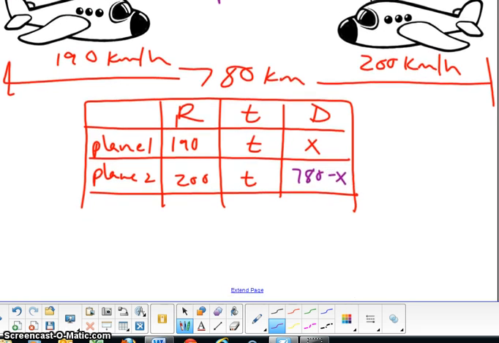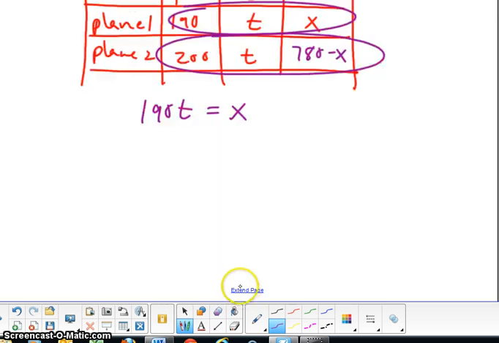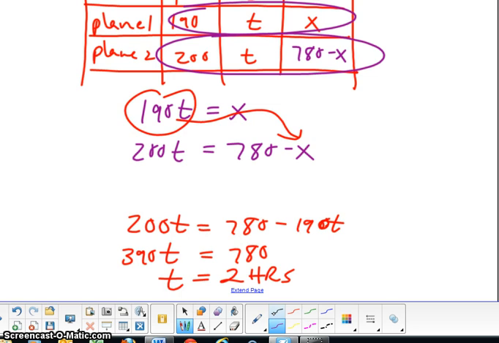Okay, and since rate times time equals distance, we're going to multiply them together. So here's going to be one equation, and here's going to be the other one. 190t equals x. 200t equals 780 minus x. And go ahead and push pause and solve. So go ahead and check your work with your substitution. Hopefully we got t equaling 2 hours, which means the time that they would meet would be 2 hours.